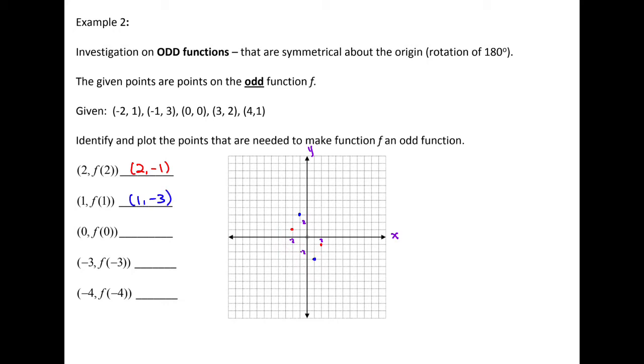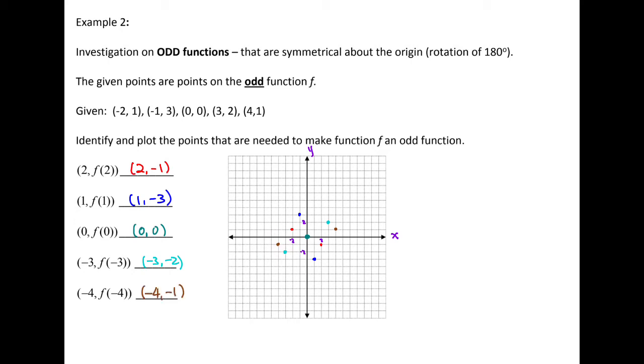The next one, 0, 0, is on the origin. So if we rotate 180 degrees, it will stay here. And next one, we have 3 and 2. If you rotate 180 degrees, you end up here, which is -3 and -2. The last one, we have 4, 1, and if we rotate 180 degrees, you will become -4 and -1.